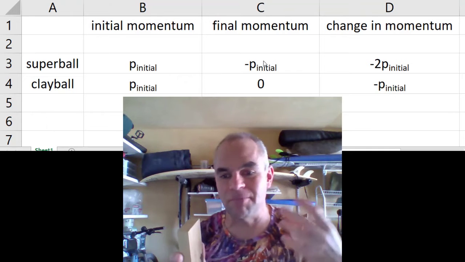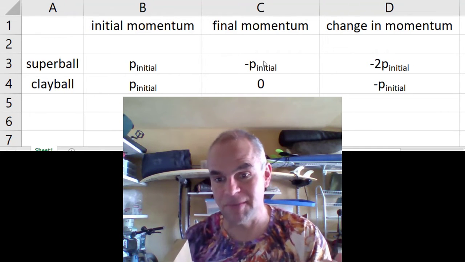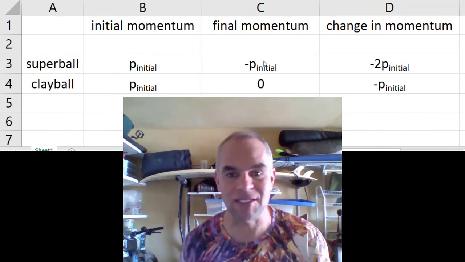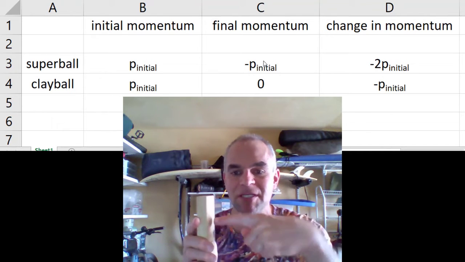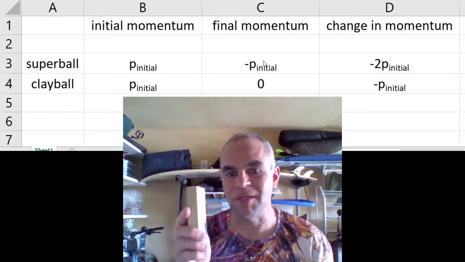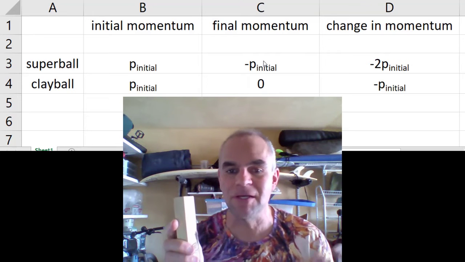Truth is, it's not going to be a perfectly elastic collision, but more so than the clay ball will be, because super balls are designed to bounce. So it's going to bounce away. I'm going to say it's minus P initial so that it changes direction. So the momentum had been this way initially. For the super ball, it's now that way. So I'm going to state that its final momentum is going to have a value about negative of the initial value.